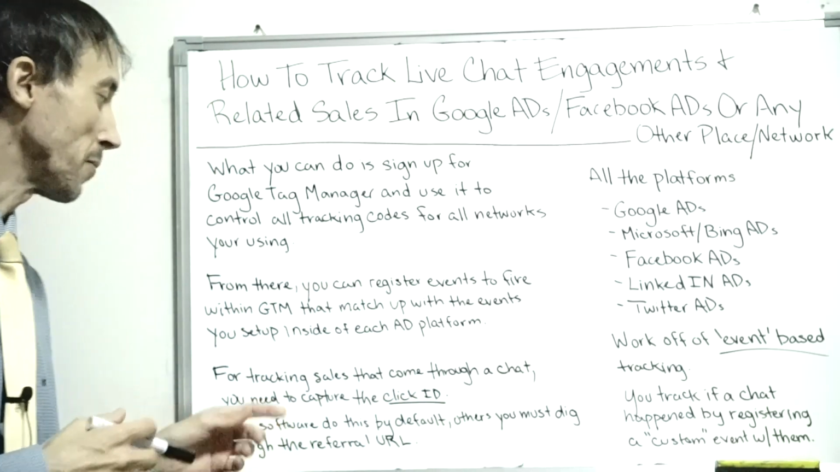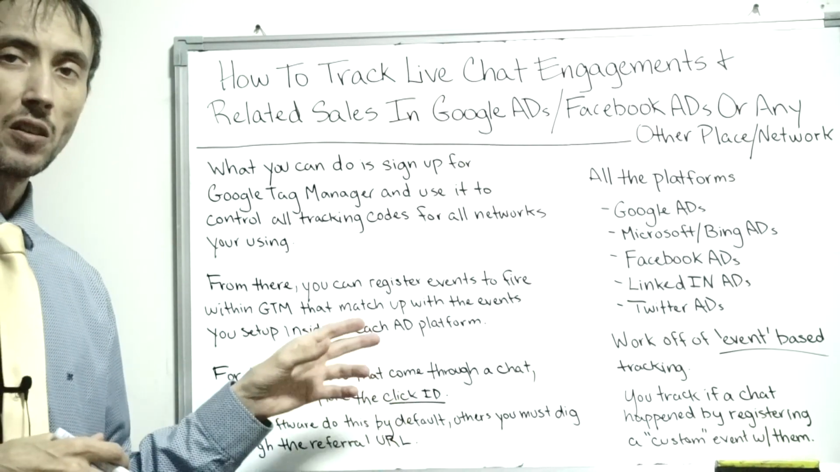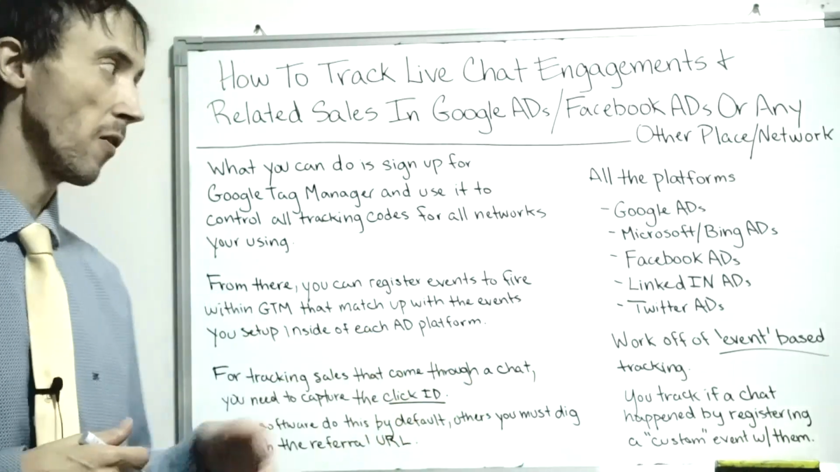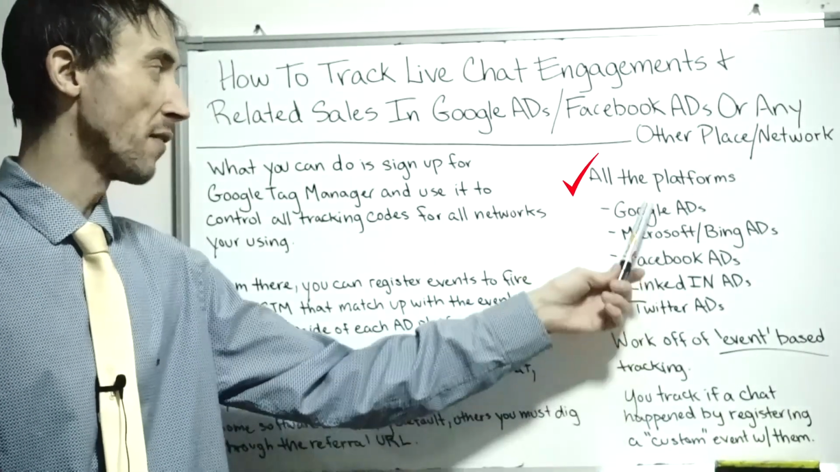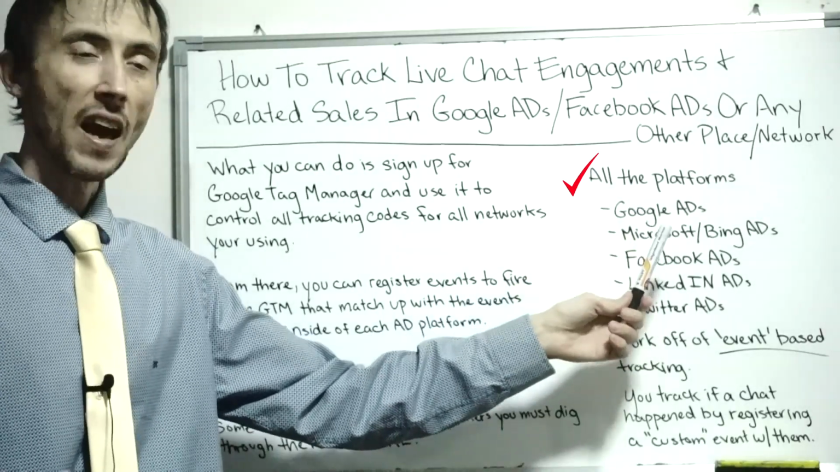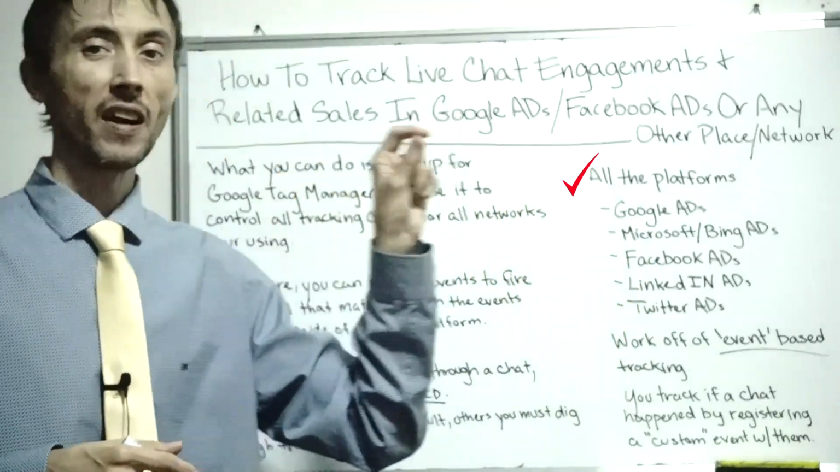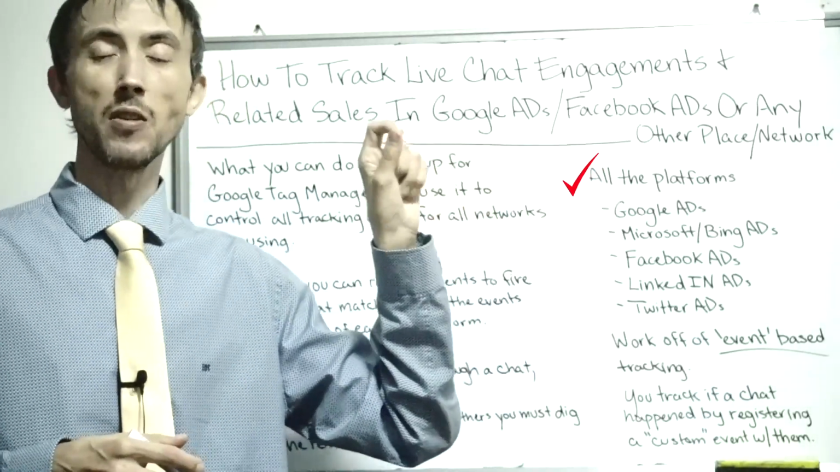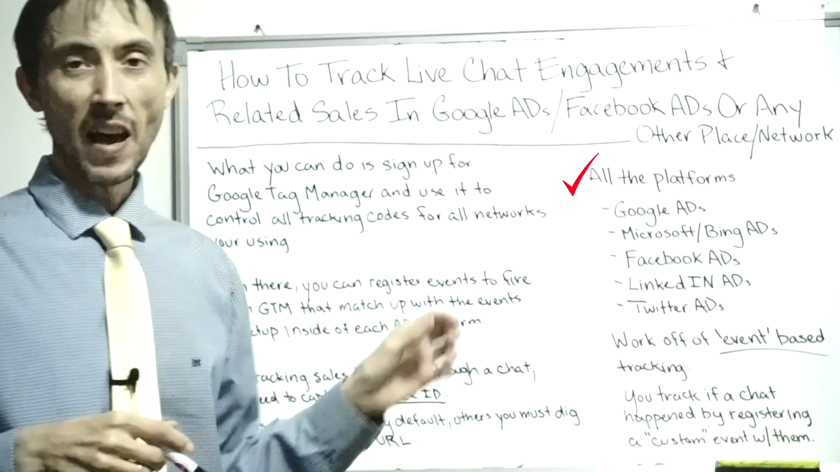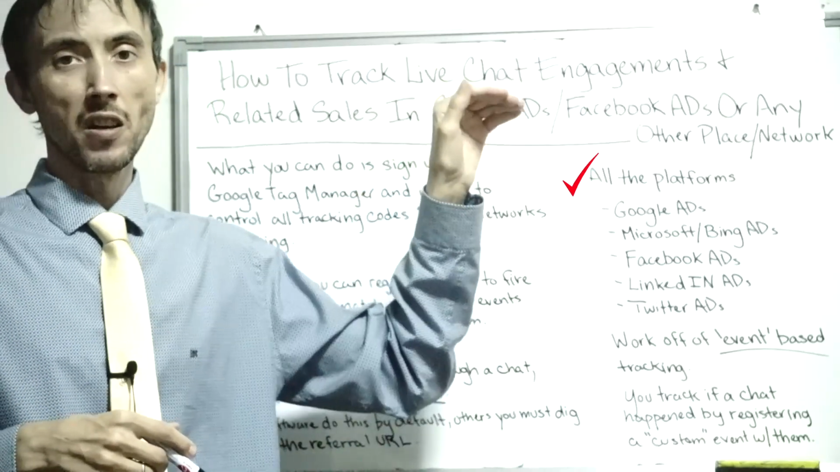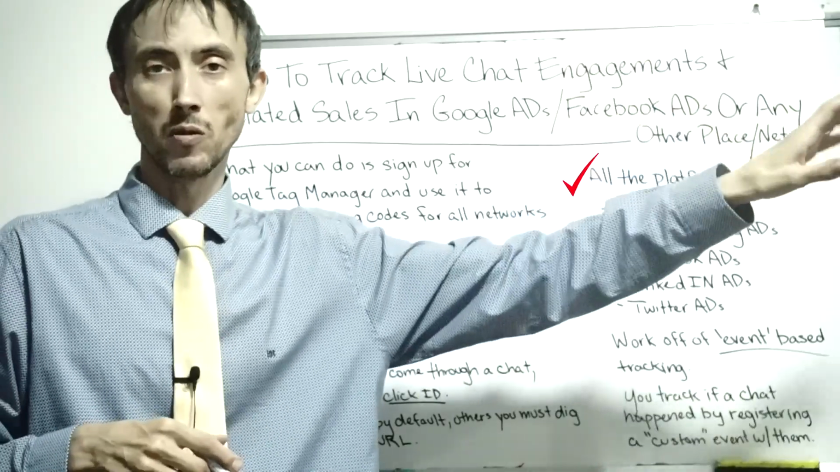So some chat programs will allow you to pick up this click ID as a normal part of the software. And each one of these ad platforms has a click ID that is put in the URL. So you'll notice if you click on a banner ad that you find online and go to the website, and you look at the URL bar, it'll have something like a question mark, underscore, UTM equals, and then a bunch of letters and numbers.